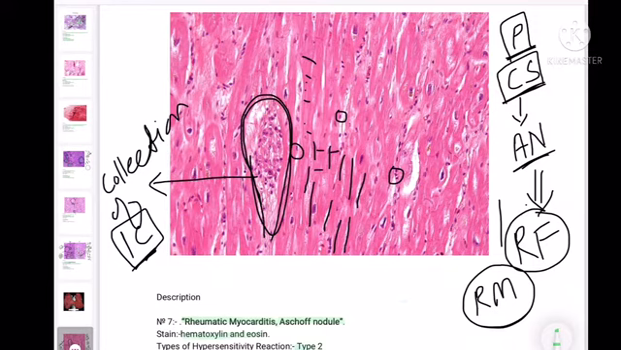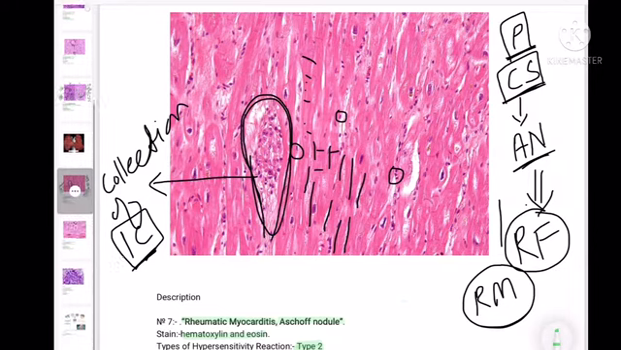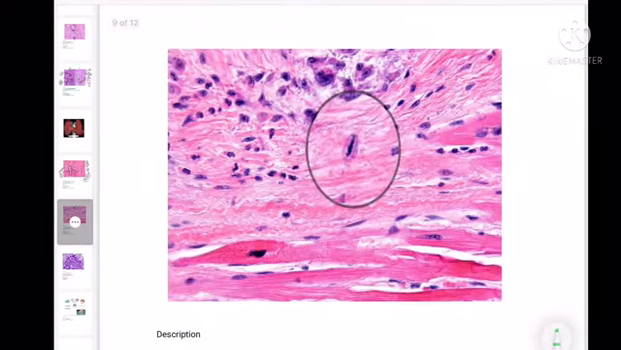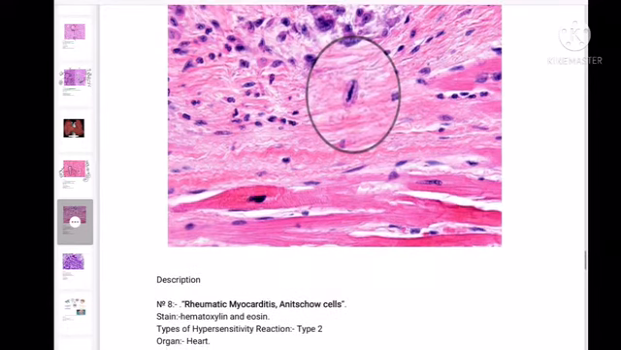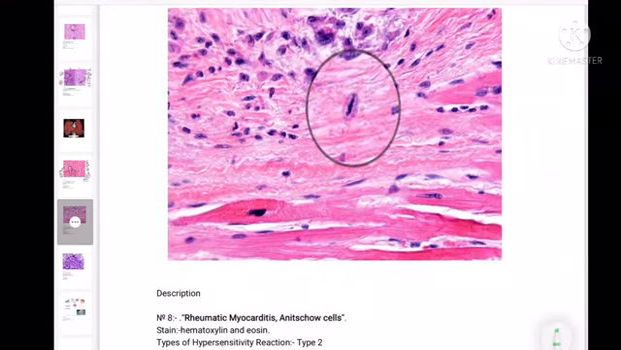This is again type 2 hypersensitivity reaction, but not stimulatory, not inhibitory. These antibodies are destructive and cytotoxic. The organ is the heart. Next one, if we go deeper in the same image, in the Aschoff nodule, then we can find such inflammatory cells. Among those inflammatory cells in the Aschoff nodule, we can also find some special type of macrophage with a caterpillar or screw-like nuclei.